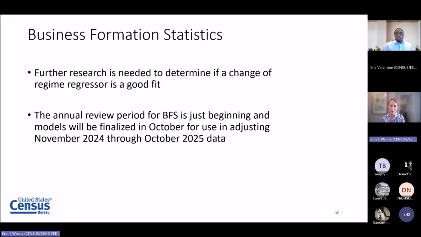Another thing to note is we're on a bit of a different schedule. The annual review period for BFS is actually starting next week. And so we've got to finalize our models in October, like next month. So those are used in adjusting November 2024 through October 2025 data.